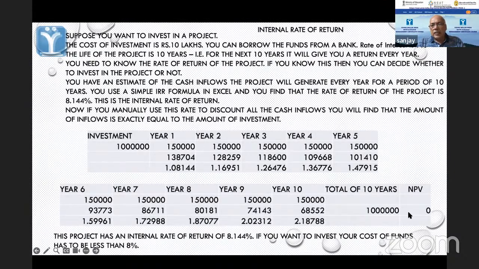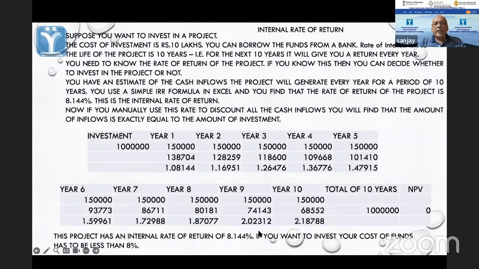But this tells you one simple thing, that at the end of 10 years, the total of all these cash inflows is exactly 10 lakhs. And this is the amount that you had invested in the beginning. So when these two figures are equal and you get a 0 NPV, whatever rate you used to discount these cash inflows, that rate is your internal rate of return. And in this case, that rate is 8.144%.